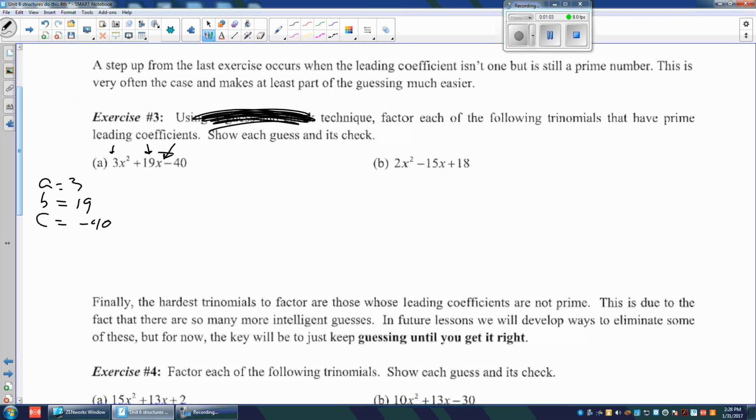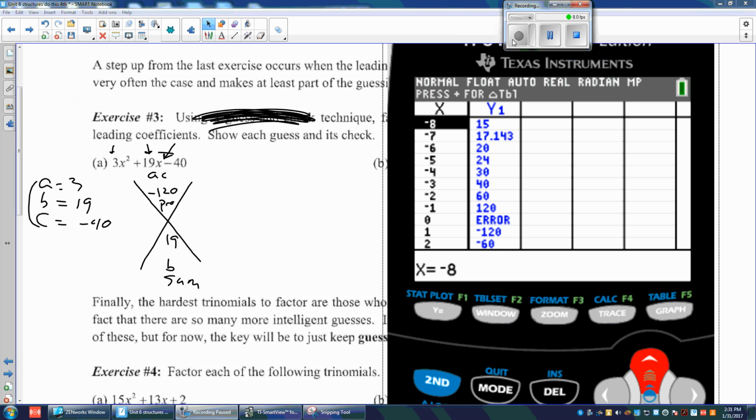Now, what we're doing is the X box method. So X, and on top is A times C: 3 times negative 40, negative 120. And then down in the bottom goes B. The B number is 19. Now we have to think of, this is the product, and this is the sum. What two numbers multiply to be negative 120 and add up to 19?